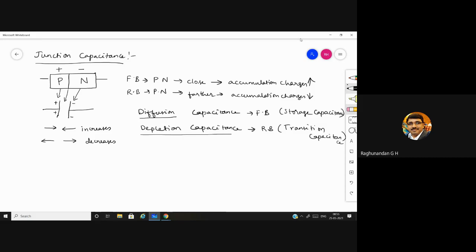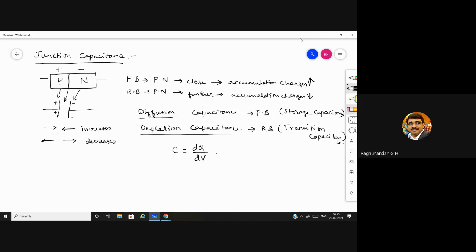In the same way, we know the capacitance, charge and voltage relationship. C is equal to dQ by dV, according to the equation Q is equal to CV. By using this relationship, we understand that the rate of change of charges with respect to change in applied voltage will give you the capacitance. This is about the junction capacitance.